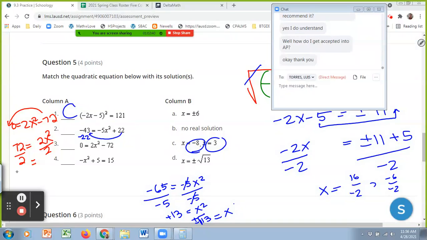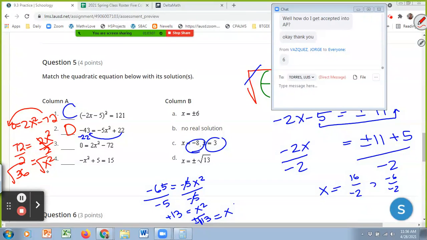So 72 divided by 2 is 36. And then you get the square root. So what's the square root of 36? By the way, this was letter D, right? And then now we're looking for the square root of 36. So, okay, so 6, which is A.